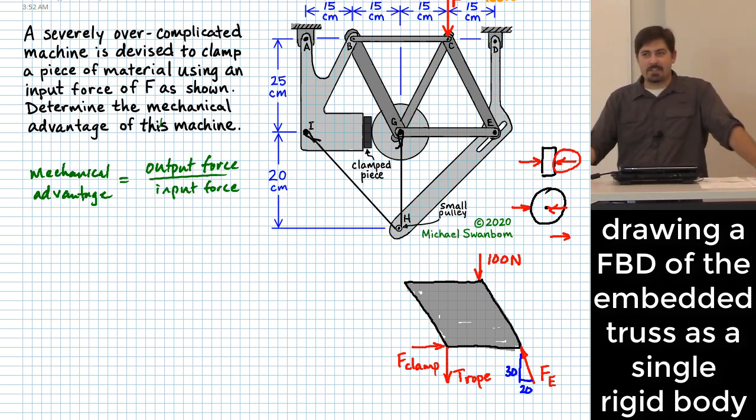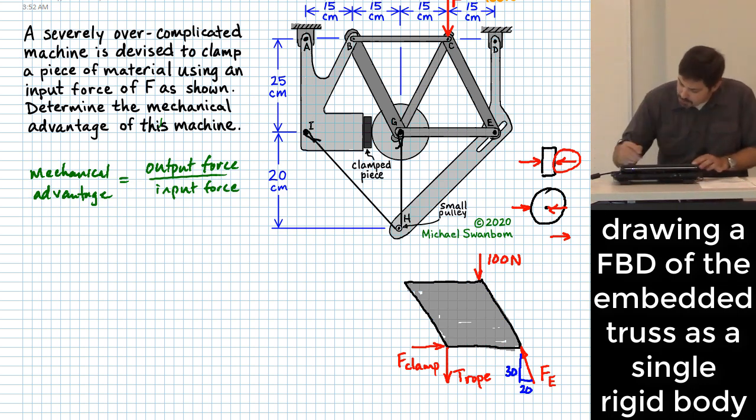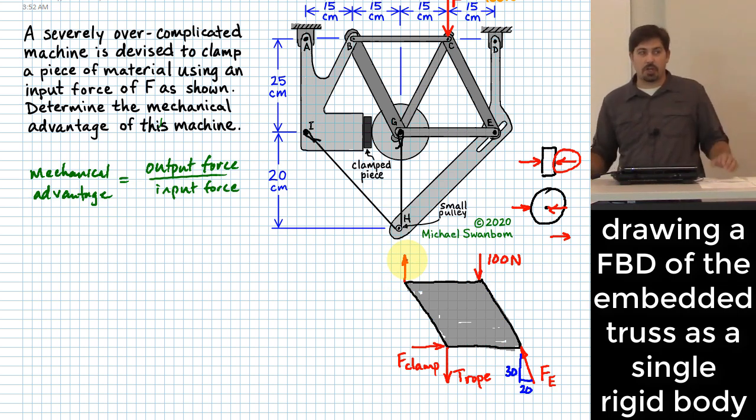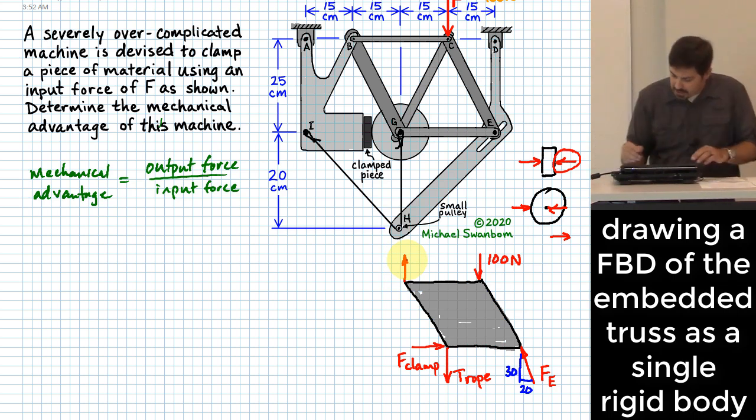I see some heads going, nope, there's nothing we can do right there. I agree with you. There's nothing we can do right there. We don't know the direction or the magnitude of the force between the truss and member ABI, okay? So that means I've got to put two components of reaction. And I don't even have a feel for what direction they should go, I'll just choose kind of positive here.